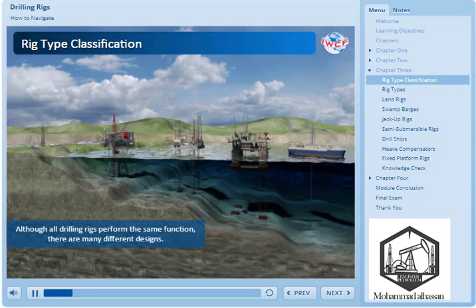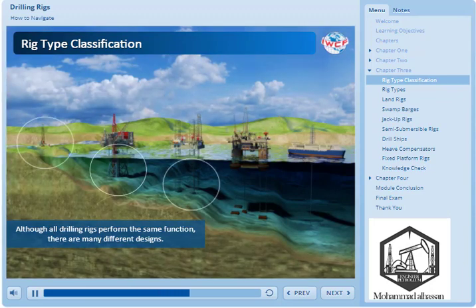Although all drilling rigs perform the same function, there are many different designs. They can be broadly categorized as those supported by contact with the surface of the earth, either on land or seabed, and those which float.